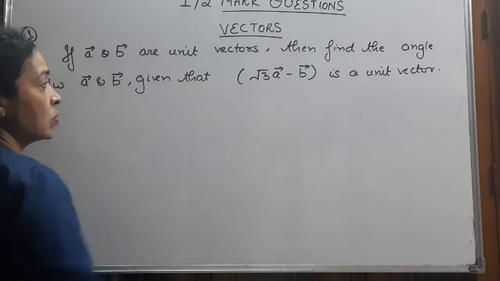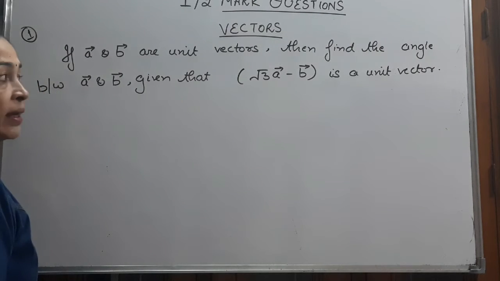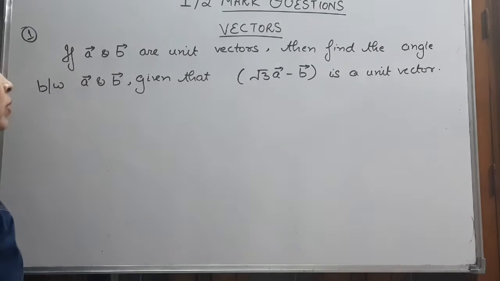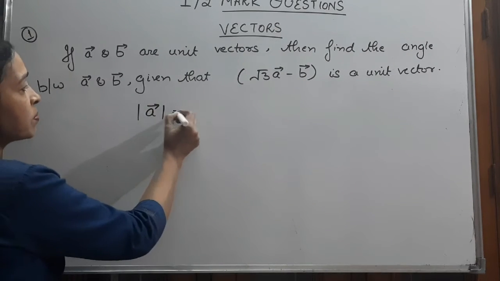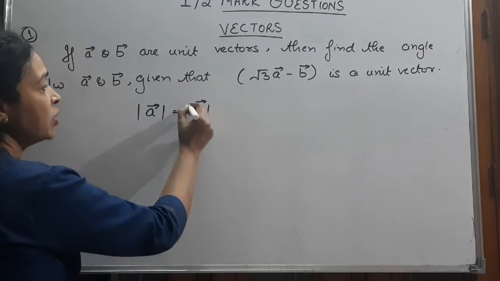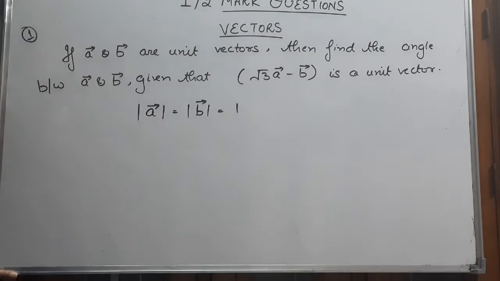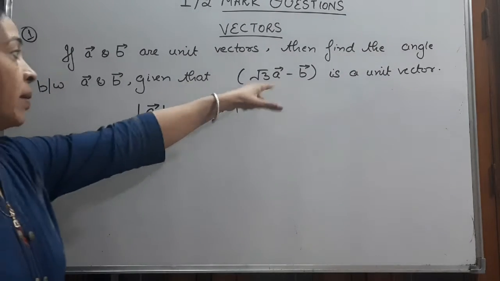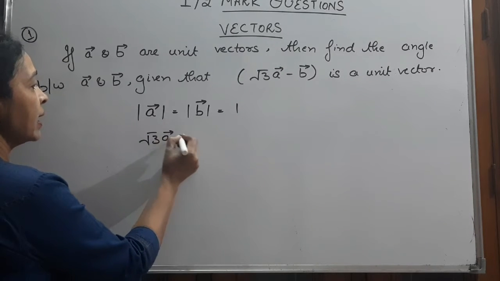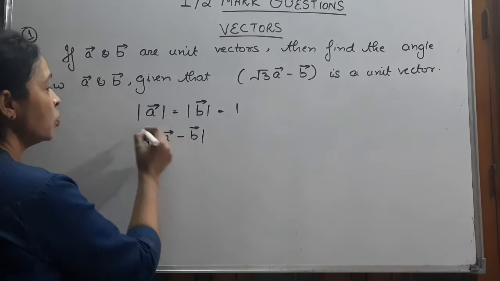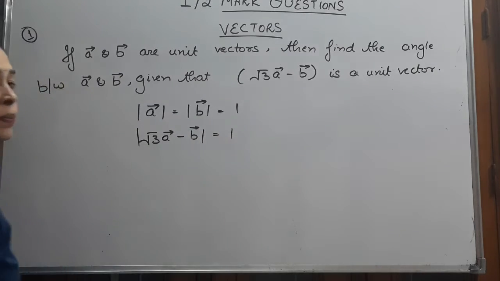Given that root 3 into vector A minus vector B is a unit vector, and A and B are unit vectors. What does this mean? This means the magnitude of both the vectors is 1. Now, the magnitude of this vector root 3 into vector A minus vector B is also 1. We have to find the angle between vector A and vector B.